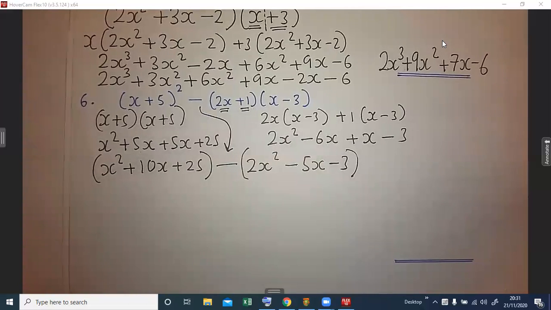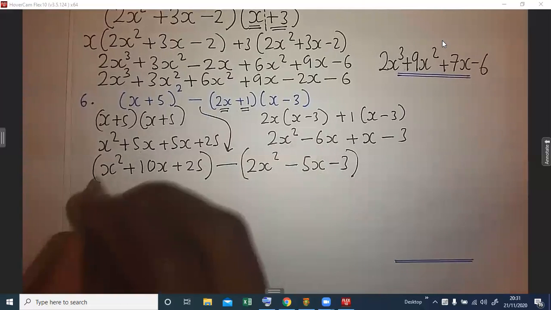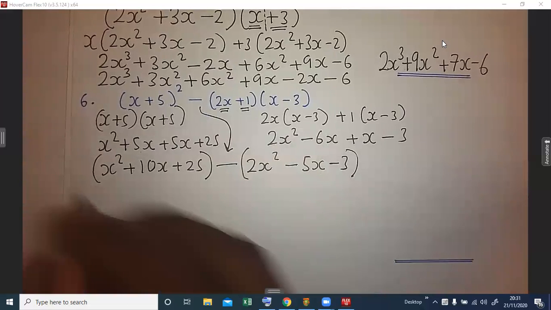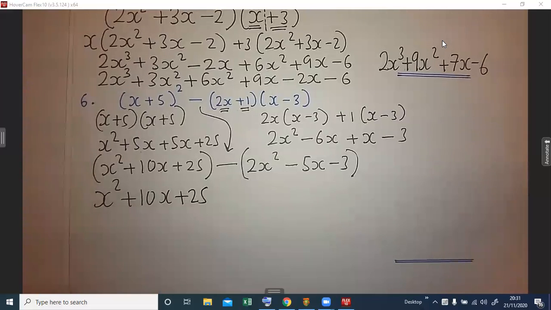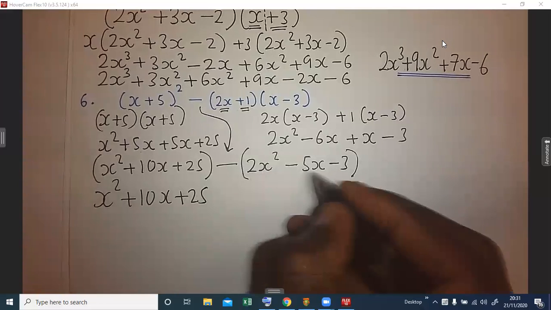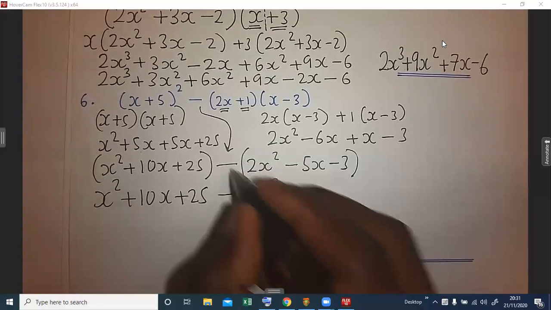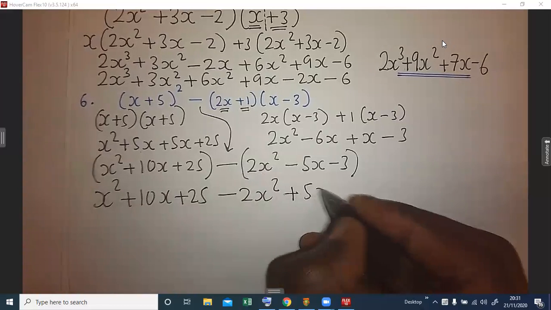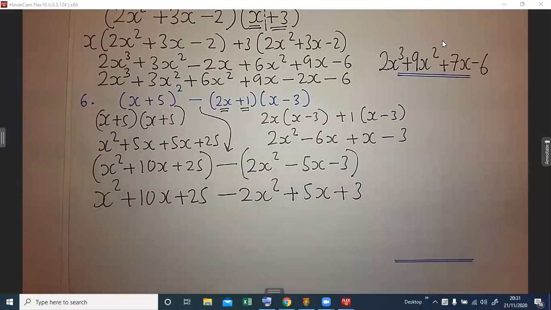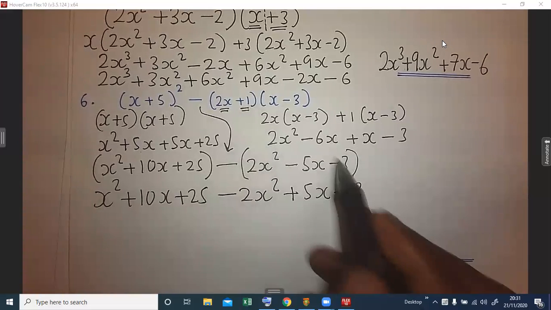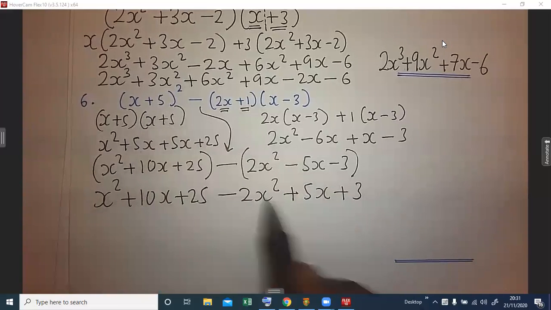So now we have to open the bracket and it will affect the second bracket. The first bracket will not be affected because we have positive 1 outside and it will remain x squared plus 10x plus 25. But the minus will affect all the items in the second bracket. Minus times positive, I'll get minus 2x squared. Minus times minus, I'll get positive 5x. Minus times minus, I'll get positive 3. So we need to open the two brackets and merge them. We need to open and merge them so that the minus effect can be observed here.